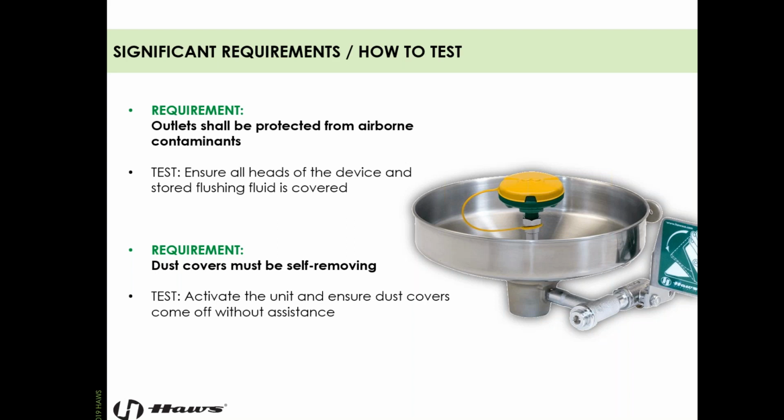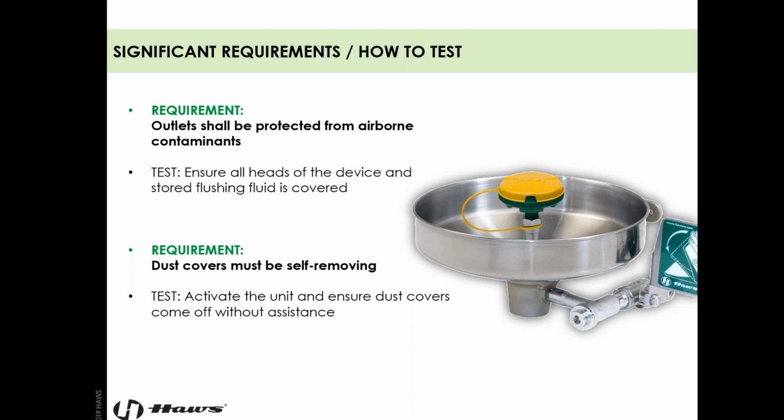The outlets need to be protected from airborne contaminants. That's just dust covers. We need to make sure the dust covers are in place on any and all stored flushing fluid outlets, nozzles, and heads on a device. If it is a downward facing outlet, like a shower head or a faucet mounted device, no dust cover is needed, only if it's facing up. But we got to make sure dust covers are always in place. The dust covers also have to be self-removing.